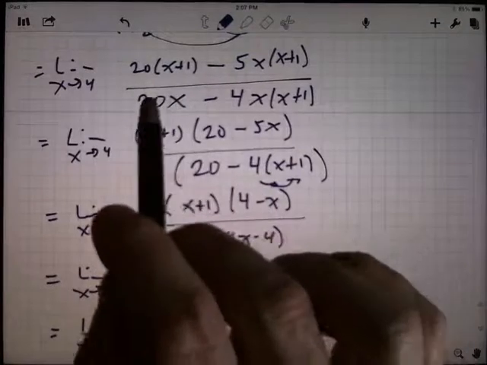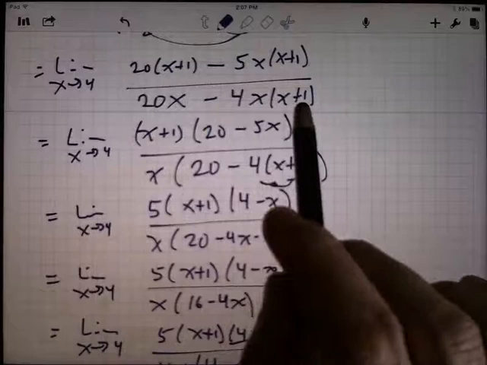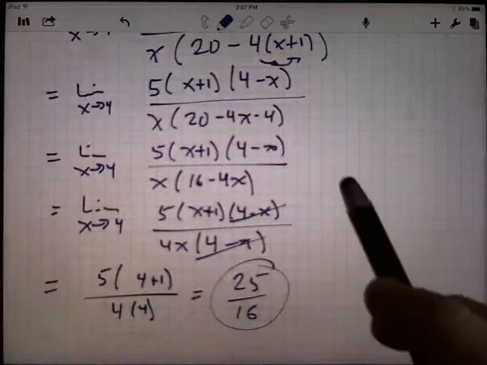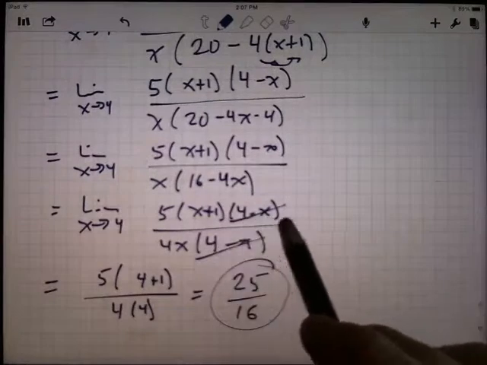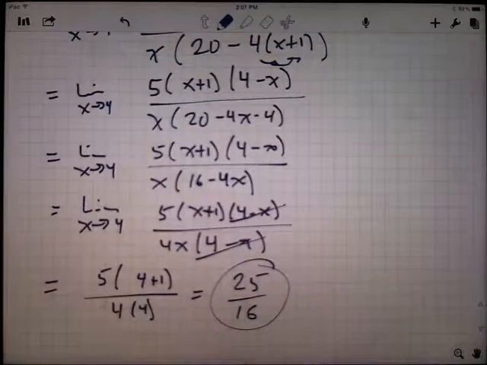If you didn't recognize that, it's still okay. Multiply it through. You get a big quadratic on the top, you get a big quadratic on the bottom, and then you just have to factor them. That's still okay. And we get down here, finally cancel out the 0 over 0, plug that value of x in that you're approaching, 4, and see what you get for an answer. Okay. There you go, simplifying big fractions.